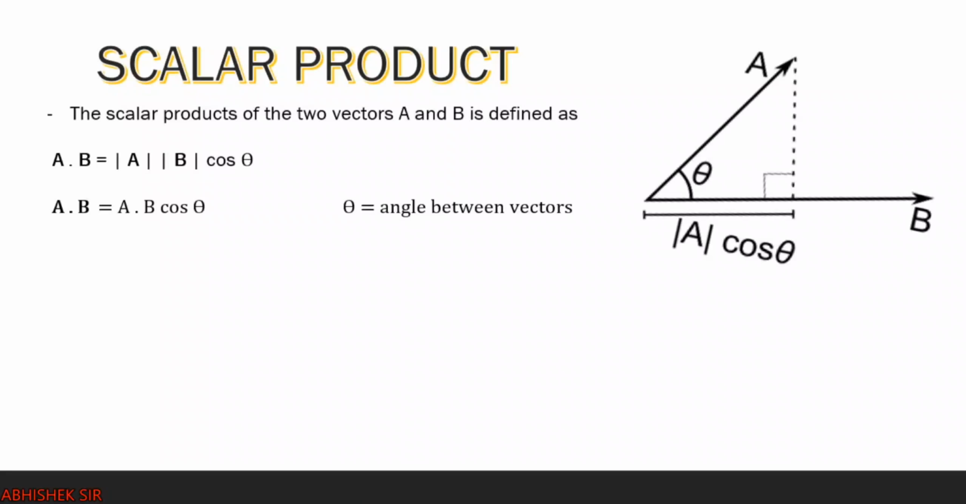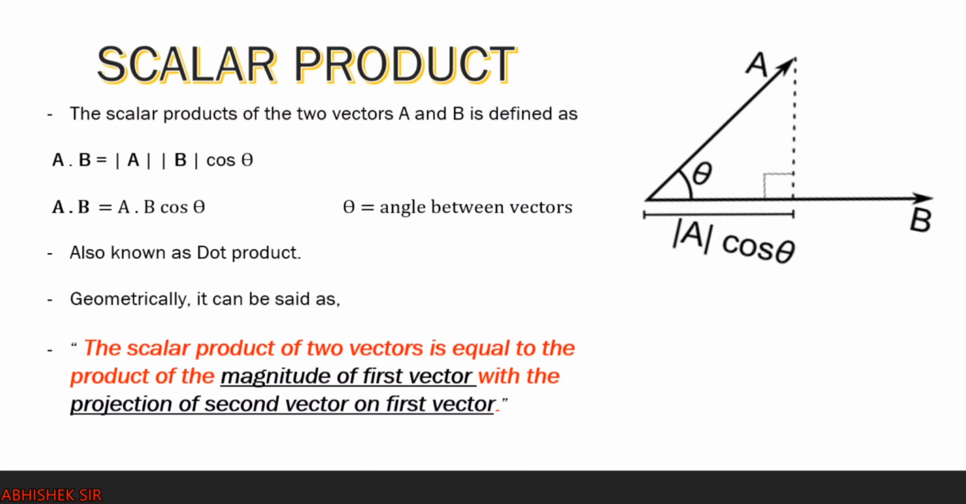You know that the magnitude of any vector is written just by the capital letter only. So what is the scalar product? It is AB cos theta, and theta is the angle between the vectors. Now in between, instead of multiplication sign we are putting a dot, that is why scalar product is also known as dot product. Geometrically it can be said that the scalar product of two vectors is equal to the product of magnitude of the first vector with the projection of the second vector on the first vector. That is why we are seeing this figure, A cos theta, projection of A on B.